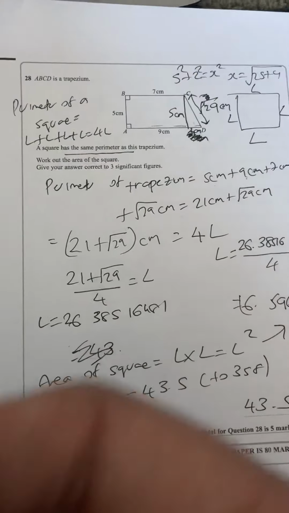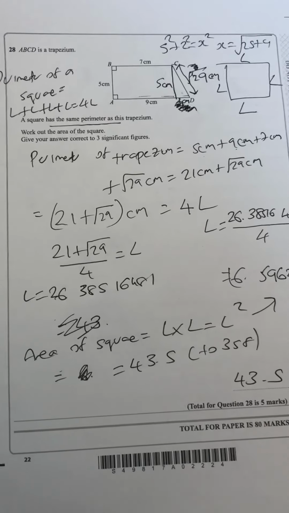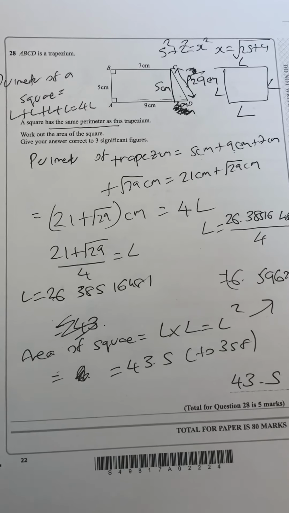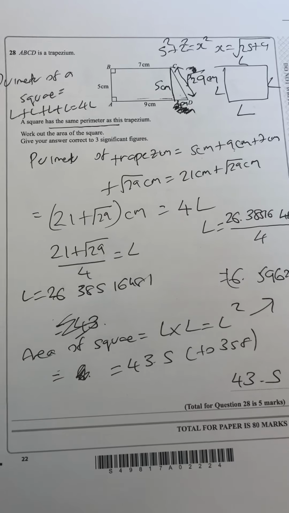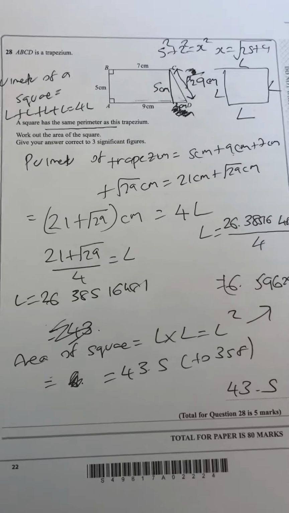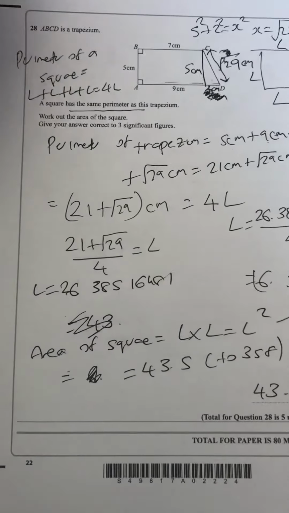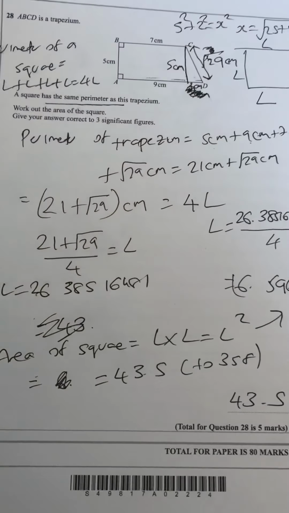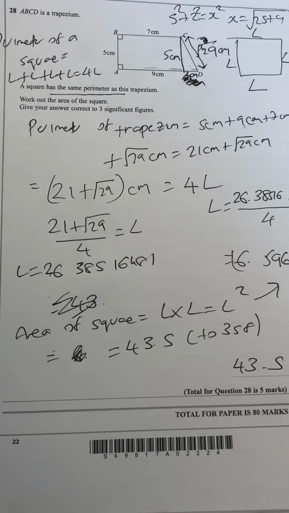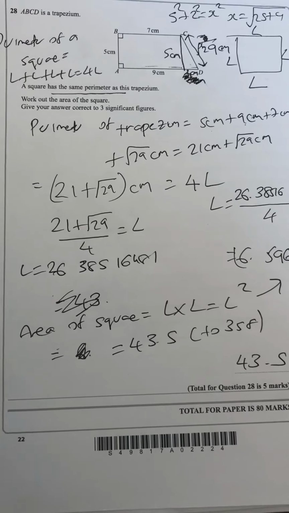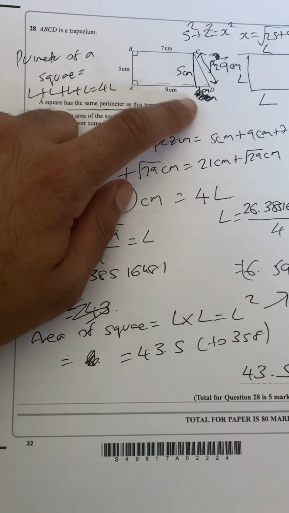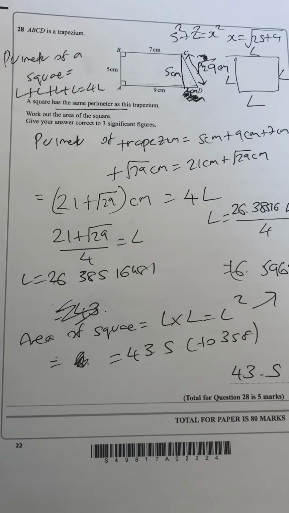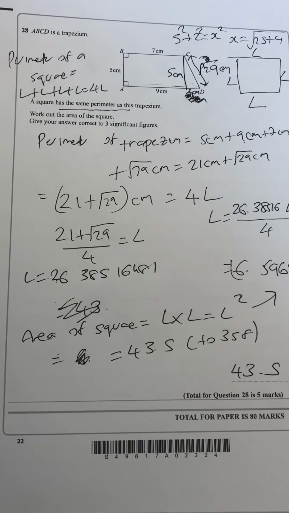Right, guys, the last question here, question number 28. ABCD is a trapezium. A square has the same perimeter as the trapezium. Work out the area of the square. Firstly, I've got to work out the length of this part here. That's going to be 5. That's going to be 2. So I'm going to use Pythagoras to work out the length of CD, because it's a right angle triangle. So 5 squared plus 2 squared, square rooted, is 29. So root 29 is that distance there.